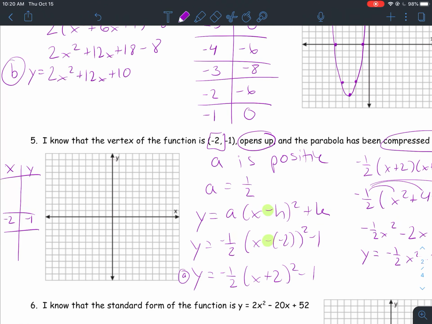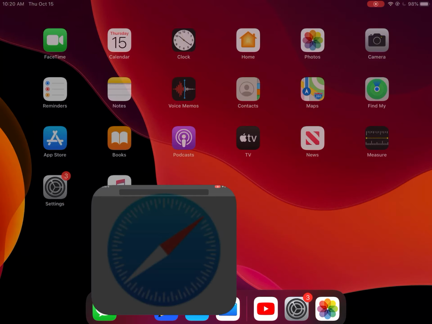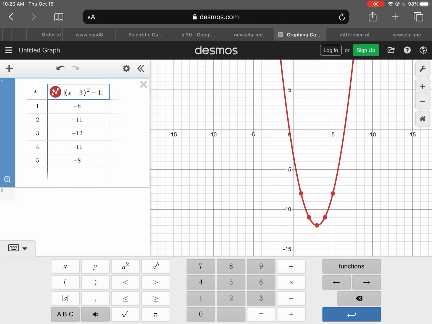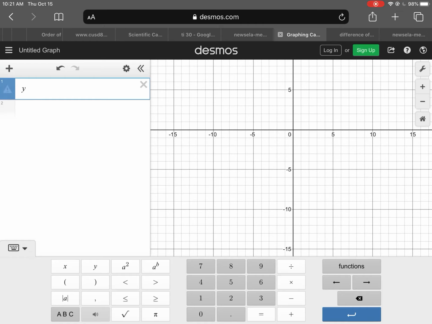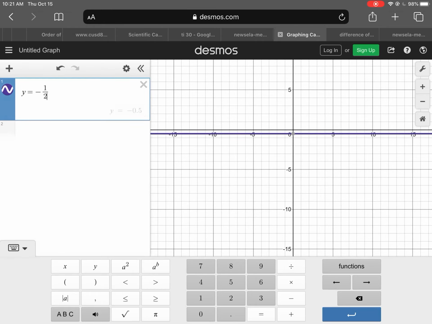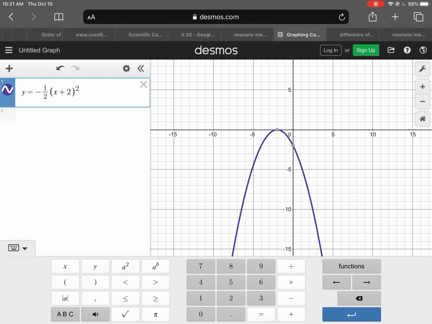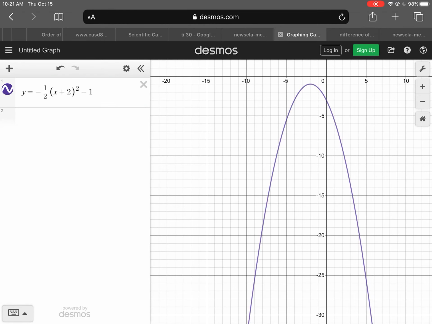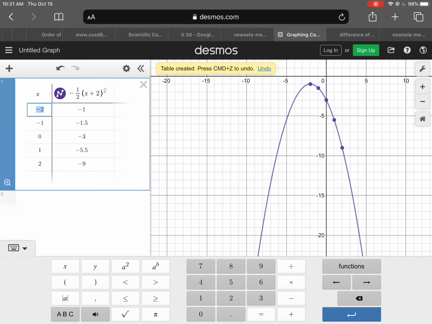Let's do this one on Desmos together. So we're going to plug in y = −1/2 (x + 2)² − 1. Oops, I did 1/3. It's −1/2 times (x + 2)² − 1. All right, then that gives us our function. Of course, it opens down. We've got a compression. So let's go ahead and get our chart.